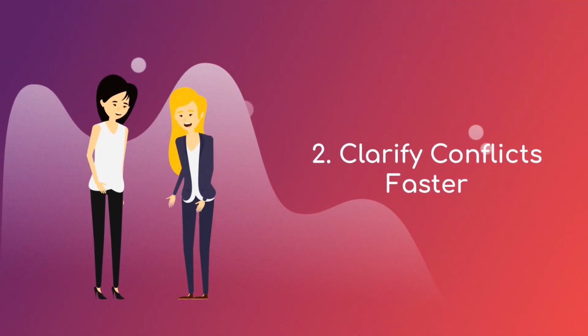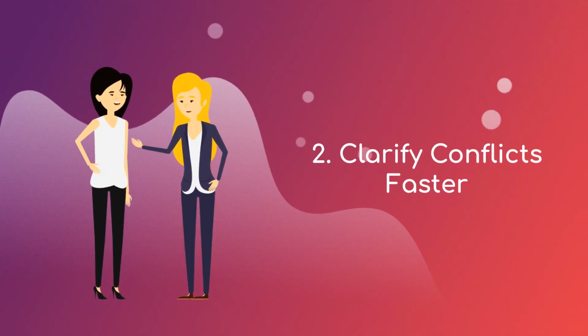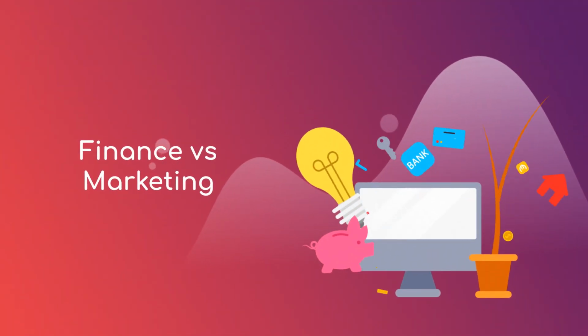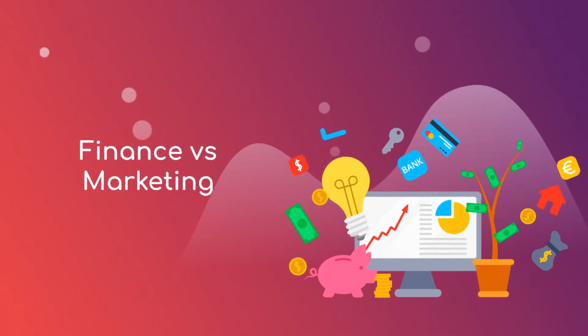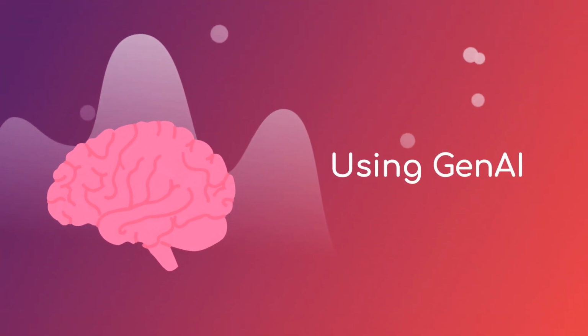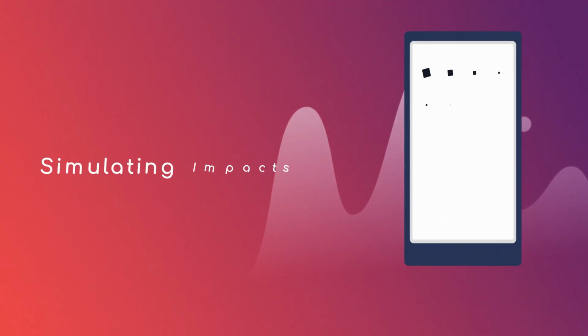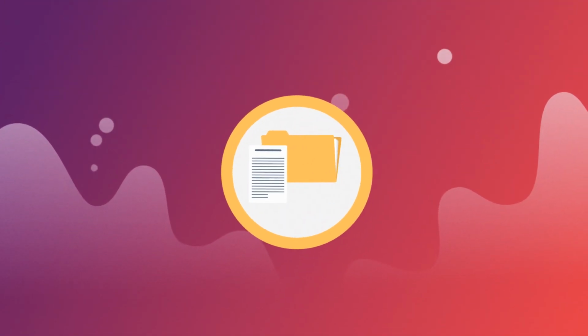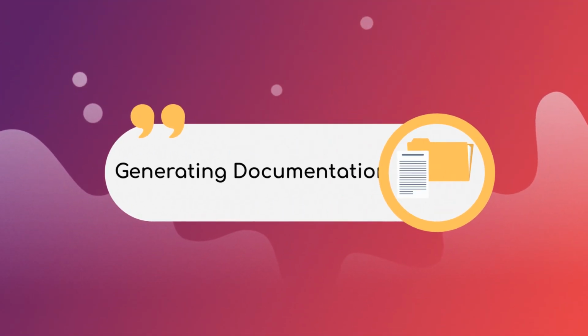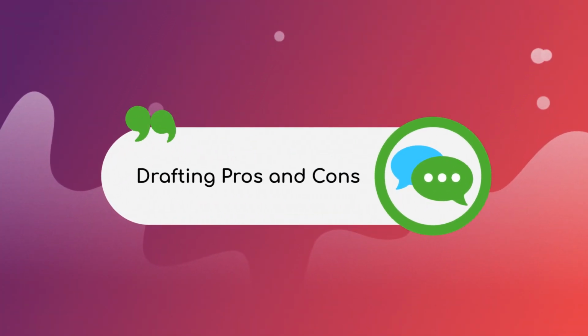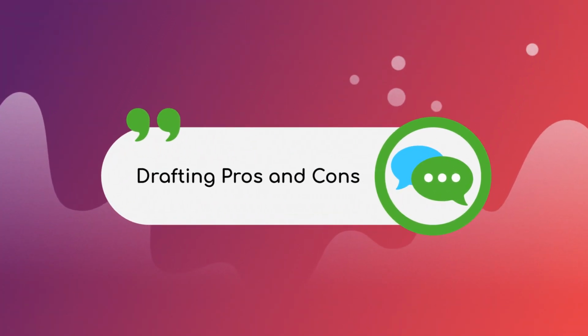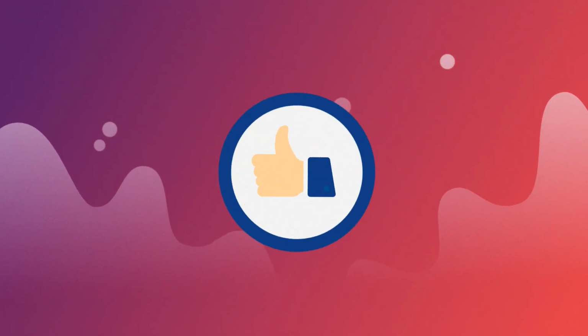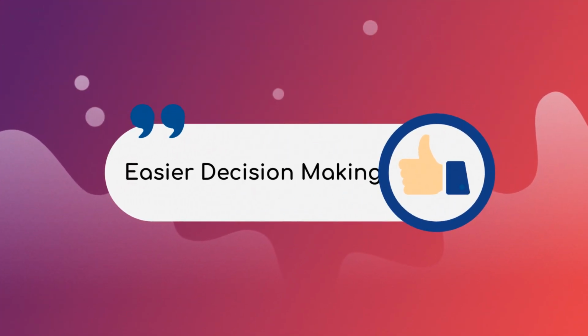Two: clarify and resolve conflicts faster. Let's say finance wants strict data controls, while marketing wants flexibility. You can use Gen AI to simulate how each requirement impacts the others, generate neutral documentation for a compromise, and draft a side-by-side table of pros, cons, and technical implications. Now everyone feels heard and decisions become easier.